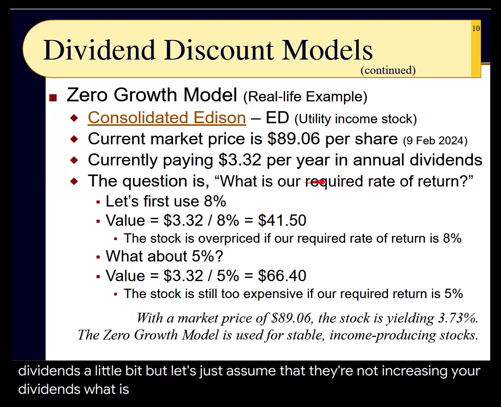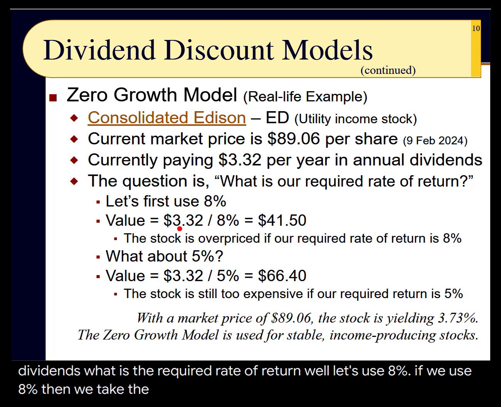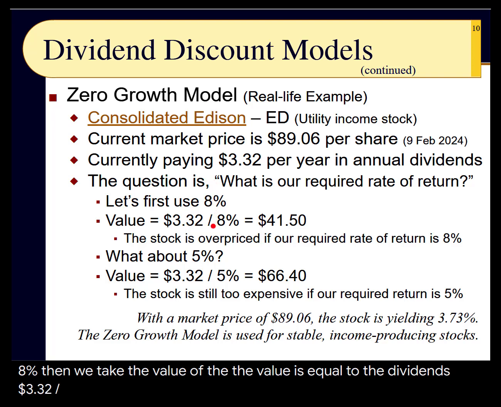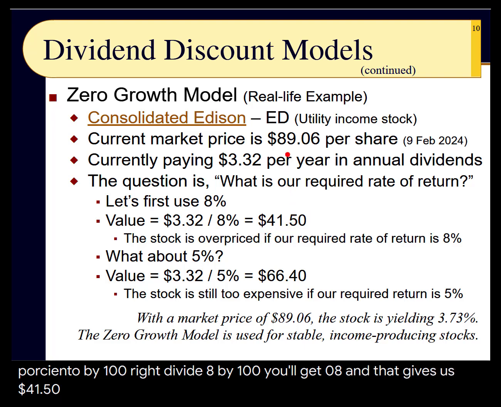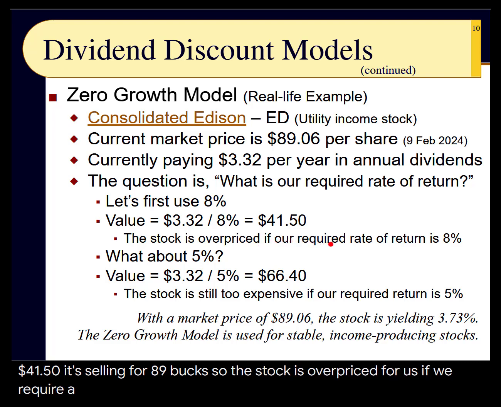What is our required rate of return? Well, let's use 8%. If we use 8%, then the value is equal to the dividends, $3.32, divided by 0.08. And if you don't understand why it's 0.08, contact me. Percent, divide by 100, right? Divide 8 by 100, and you'll get 0.08. And that gives us $41.50. It's selling for $89. So the stock is overpriced for us if we require a rate of 8%.